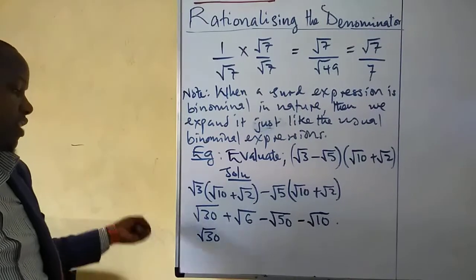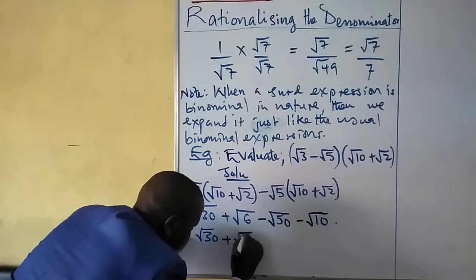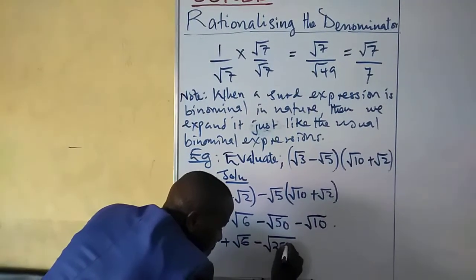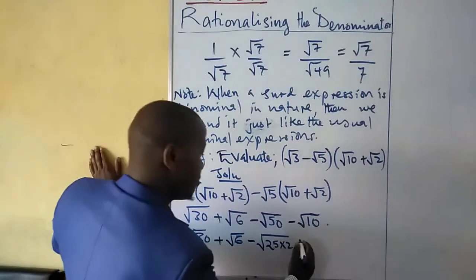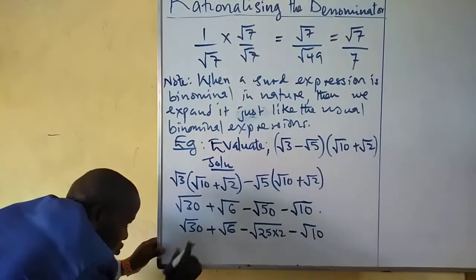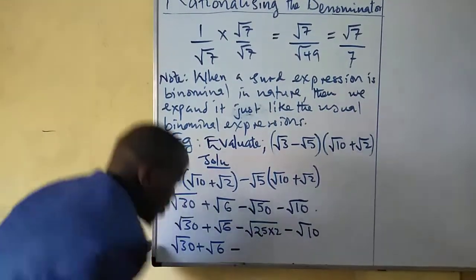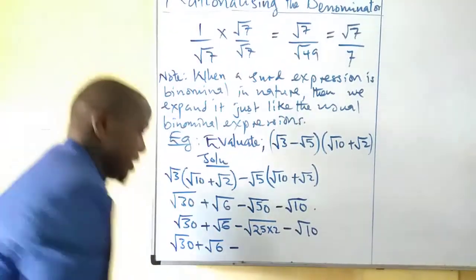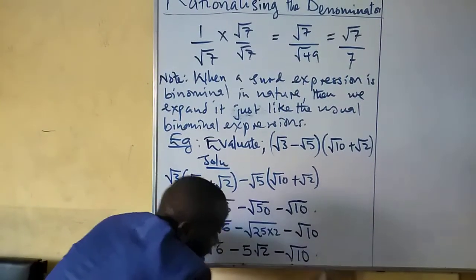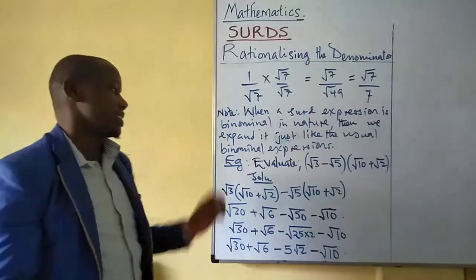There is no 9, there is no 16, therefore it is in the simplest form, plus root 6, which is also simplified, then minus, in 50 we have 25 by 2, minus root 10, which is fully simplified. Therefore we have this as root 30 plus root 6 minus the square root of 25, which is known, but for 2 isn't. Therefore, the square root of 25 is 5, but the square root of 2 is unknown, minus the square root of 10. That's how we expand a binomial expression, which are surds, just normally.